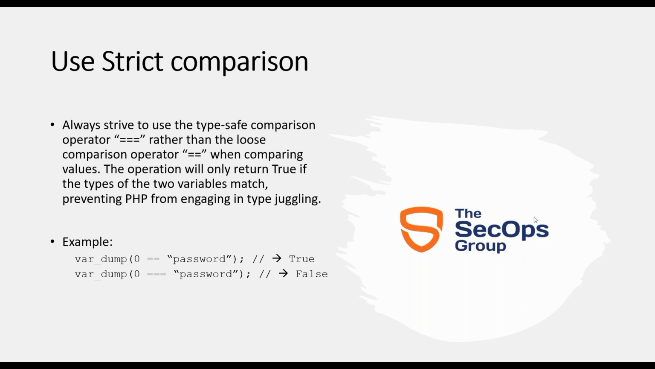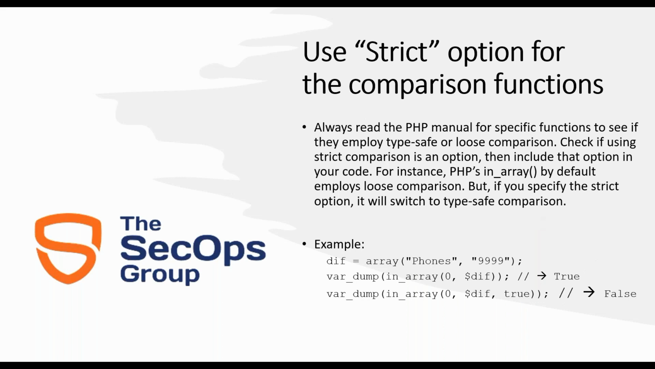Now, the next thing that we can follow is about the comparison functions. So if we are using any comparison function in our code, we should always use a function that gives us an option of strict comparison. Now, there are many functions that are not giving us that option, then we should avoid that function. We should not use that function in our code, so that it will not be vulnerable for PHP type juggling.